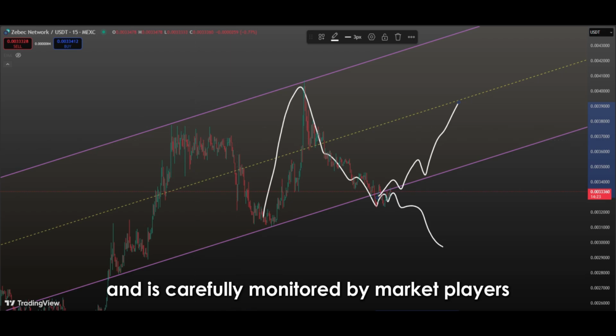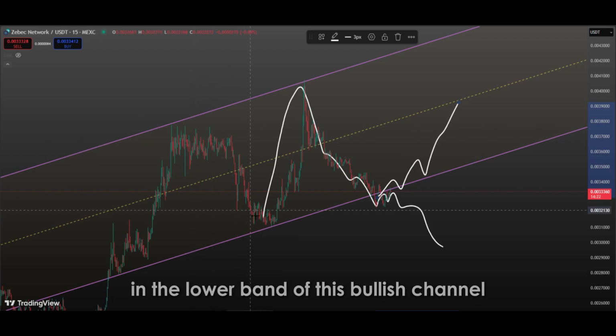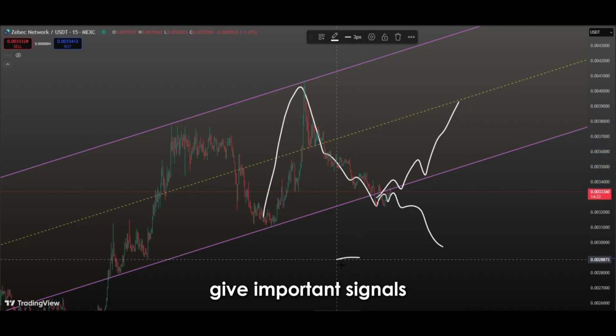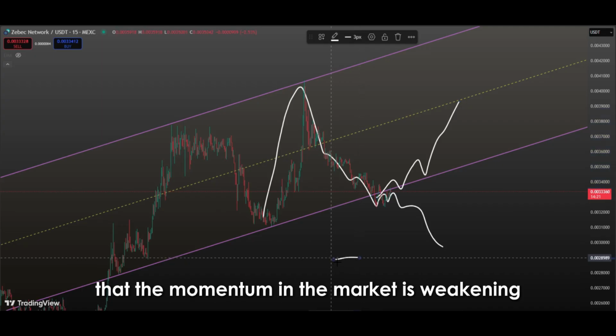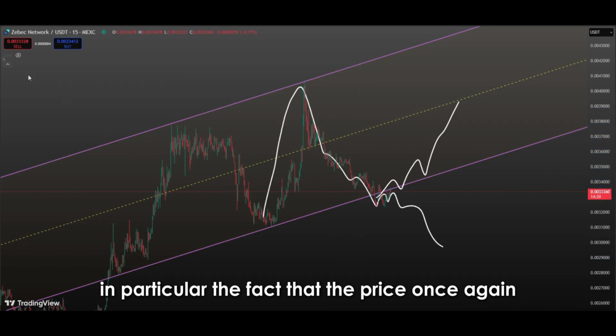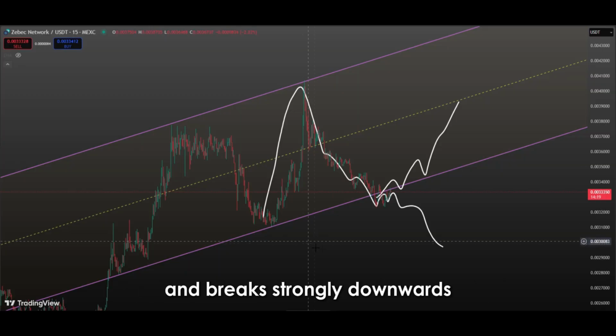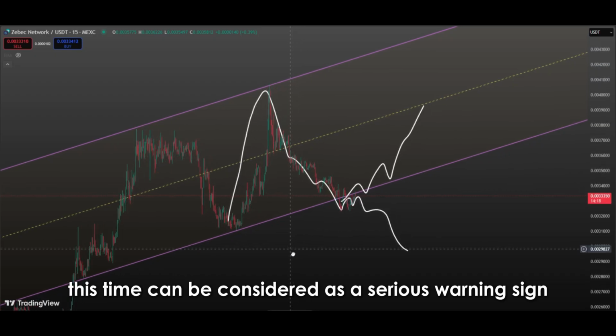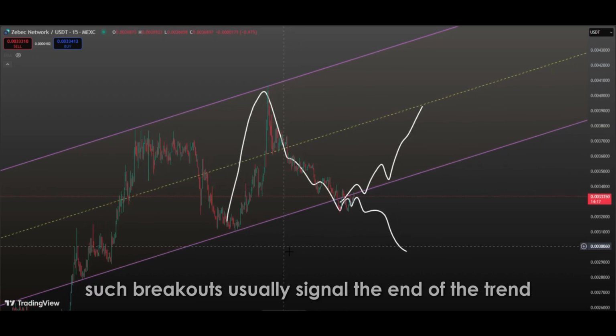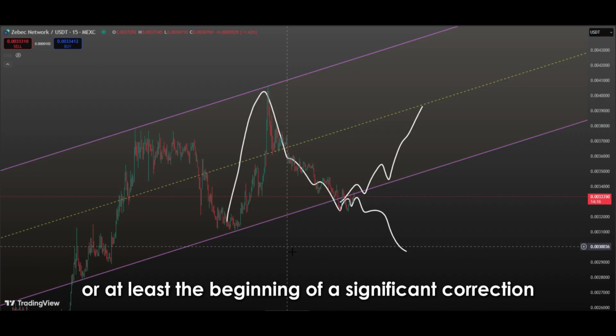by market players. However, the recent developments in the lower band of this bullish channel give important signals that the momentum in the market is weakening. In particular, the fact that the price once again touches the lower line of the channel and breaks strongly downwards this time can be considered a serious warning sign for investors. Such breakouts usually signal the end of the trend, or at least the beginning of a significant correction.